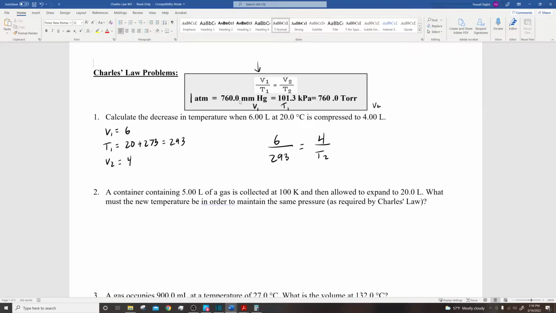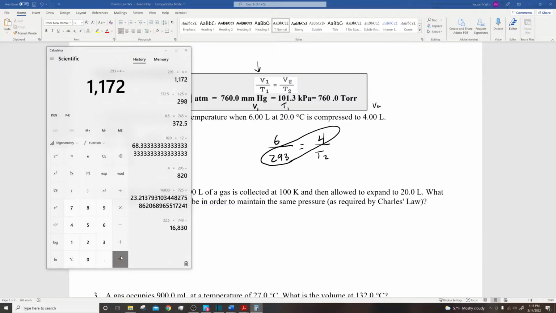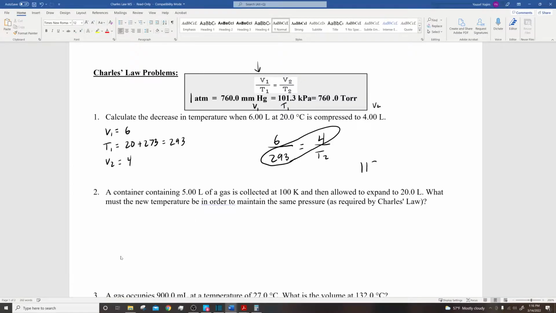So let's go ahead and solve this. How do we solve something with division on both sides? We're going to cross multiply. So 293 times 4. Let's grab our calculator. 293 times 4. That gives us 1172. So we're going to write 1172.